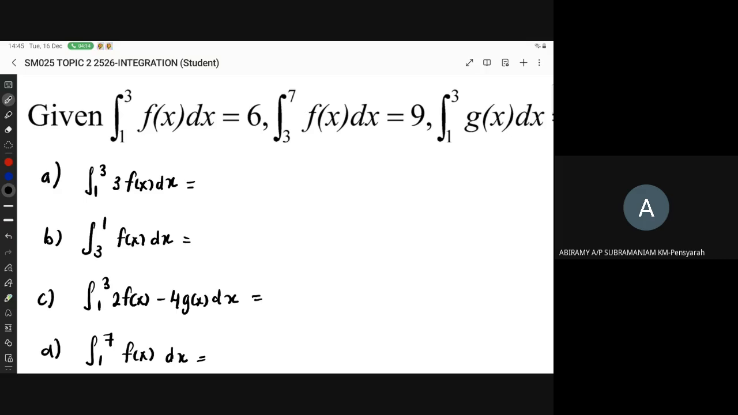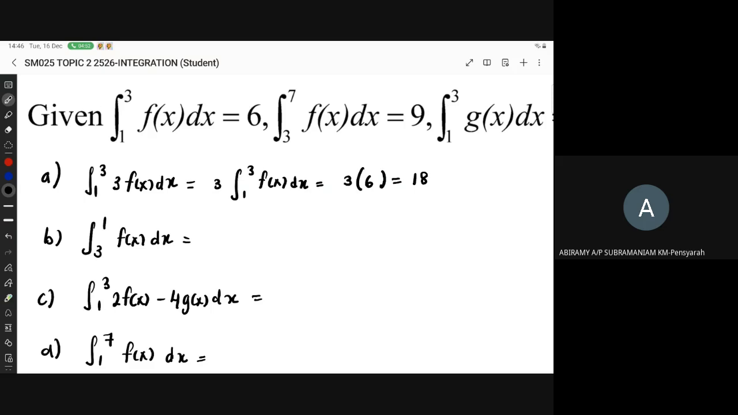So we are going to use the properties that we learned earlier. For 3f(x) dx, we can always bring out the 3, and integrate 1 until 3 of f(x) dx. And we know when you integrate 1 until 3 of f(x) dx, you actually get 6. This is given in the question. So 3 multiplied by 6 is 18. To answer this question, we don't even have to know what f(x) is. We just have to know the properties of definite integrals.